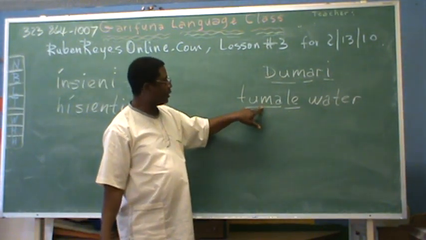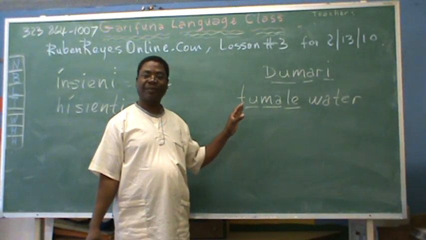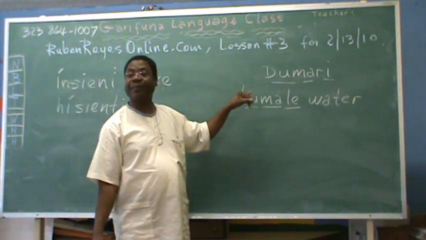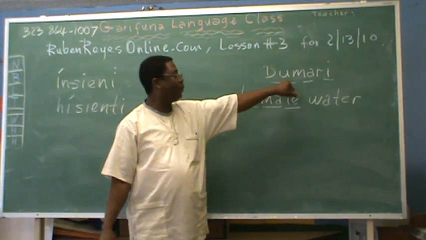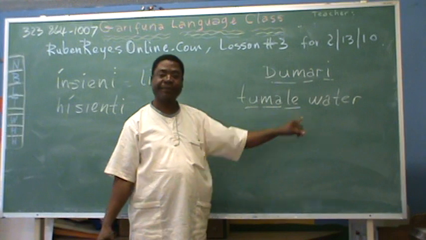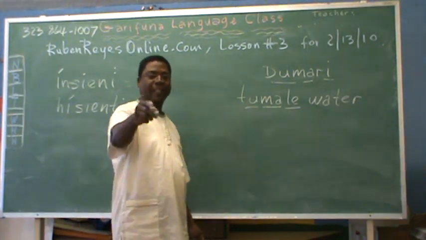When we left, the Garifuna people started speaking English, but they didn't have a name for that. So they kept the name Dumari. Tumale. Exactly. Very similar name.